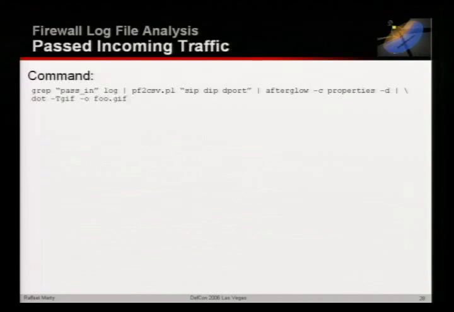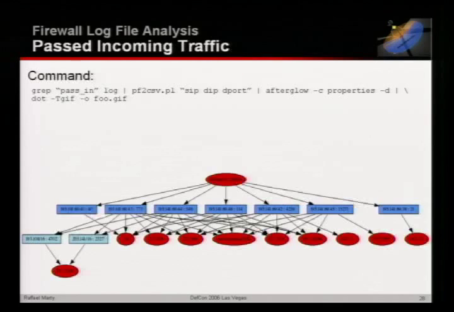Then you pipe it into PF to CSV. I get my source IP, destination IP, and destination port. And then I go into Afterglow, give it a properties file. I use -d because I want to see the counts on the nodes. How many times did these things show up? If something showed up just once, I might just close my eyes and not think about it. And then I pipe it into dot. That's the hierarchical layout. And that basically looks like this.